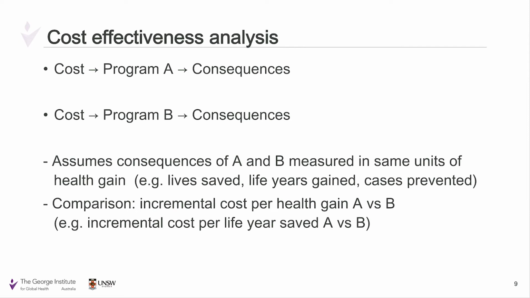And if we go back to the diagram, it's the same schema, program A and program B, but the feature of cost effectiveness analysis is that it assumes the consequences of A and B can be measured in the same units of health gain. So that might be lives saved or life years gained or cases prevented. It doesn't assume, like in cost minimisation analysis, that they're equal. It just means that all it does is it assumes that they can be measured in the same unit of health gain.